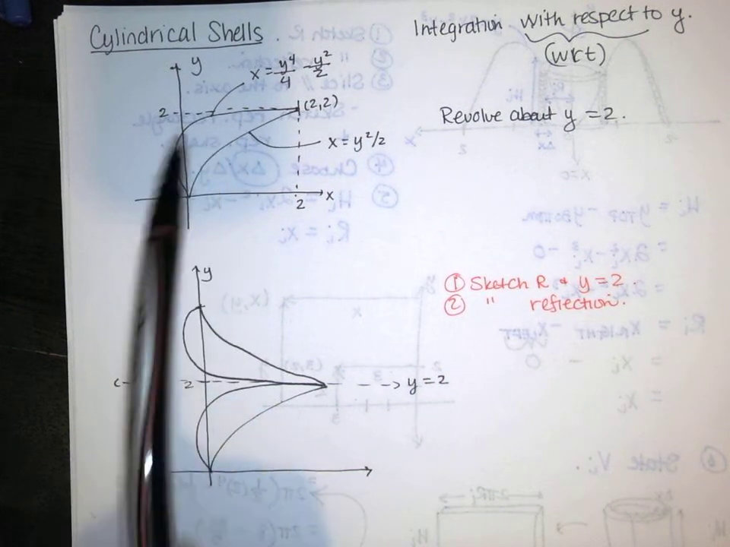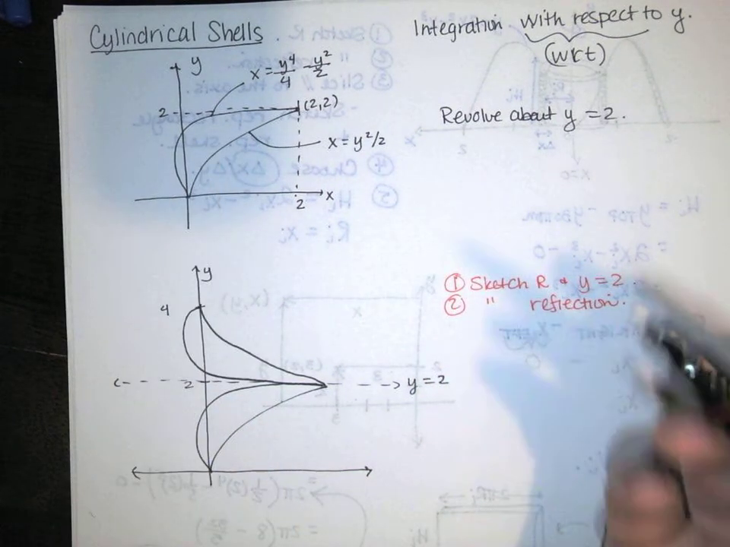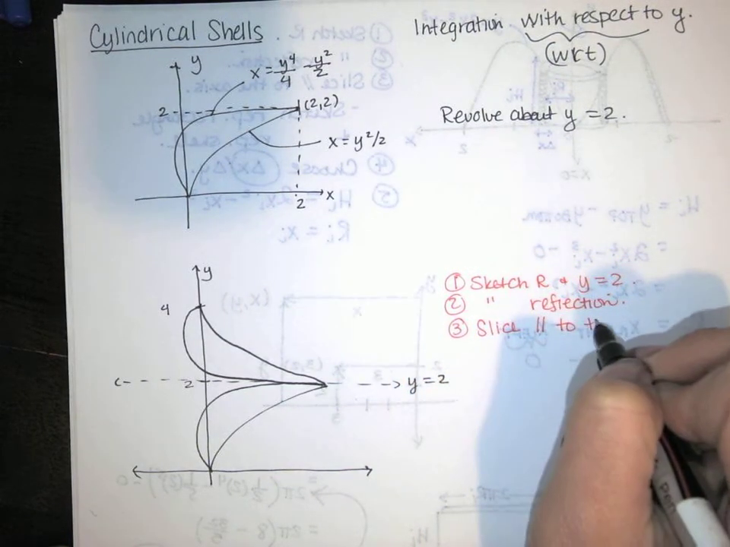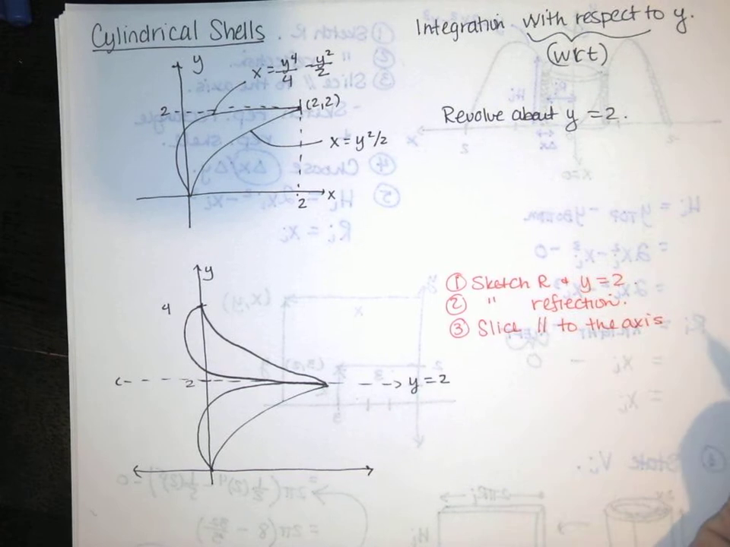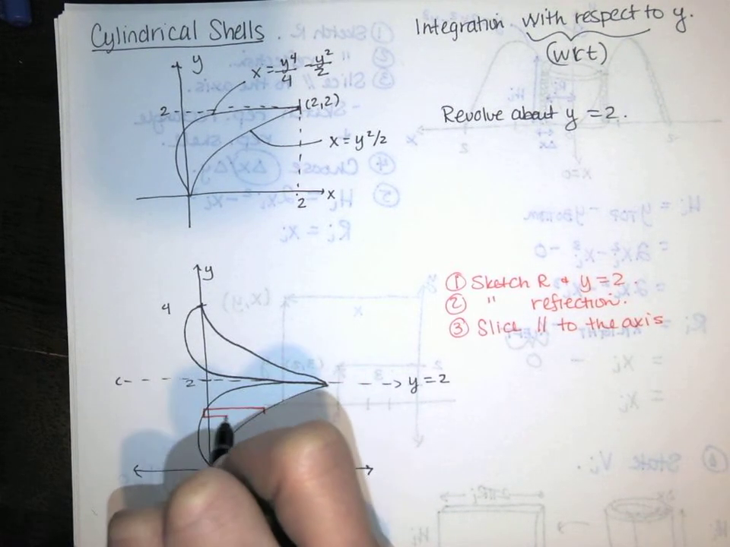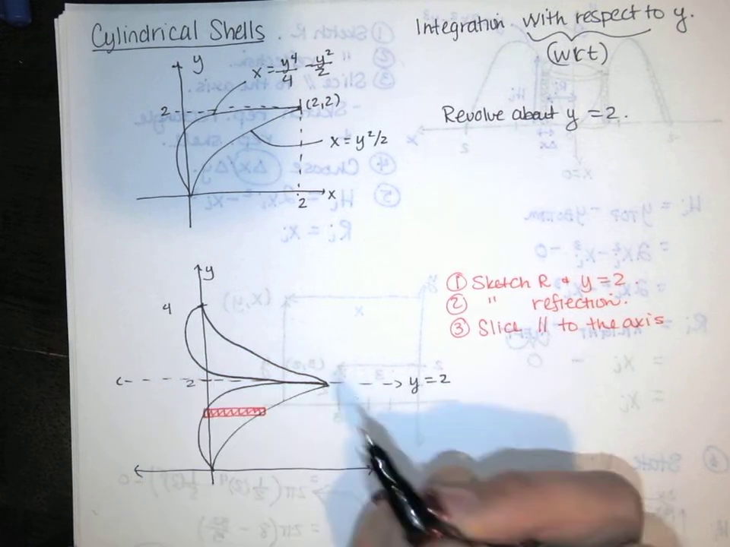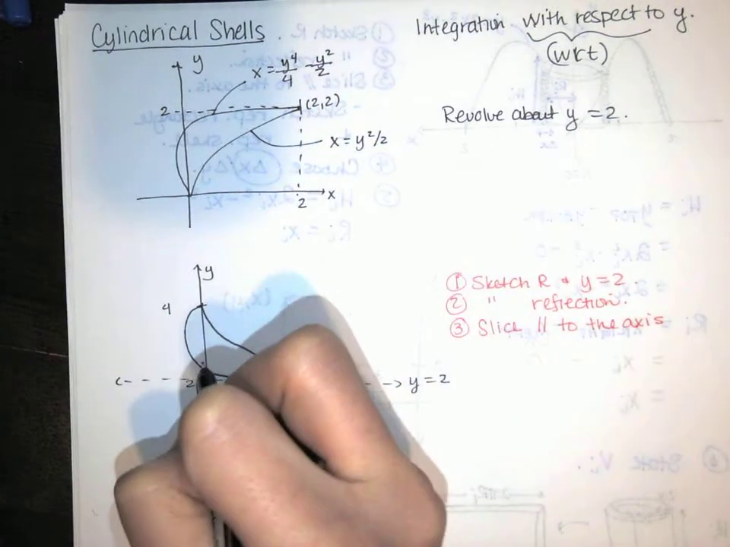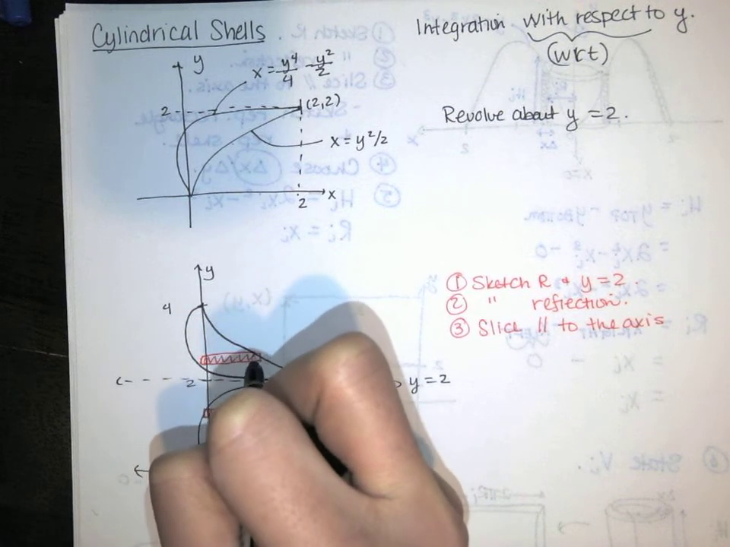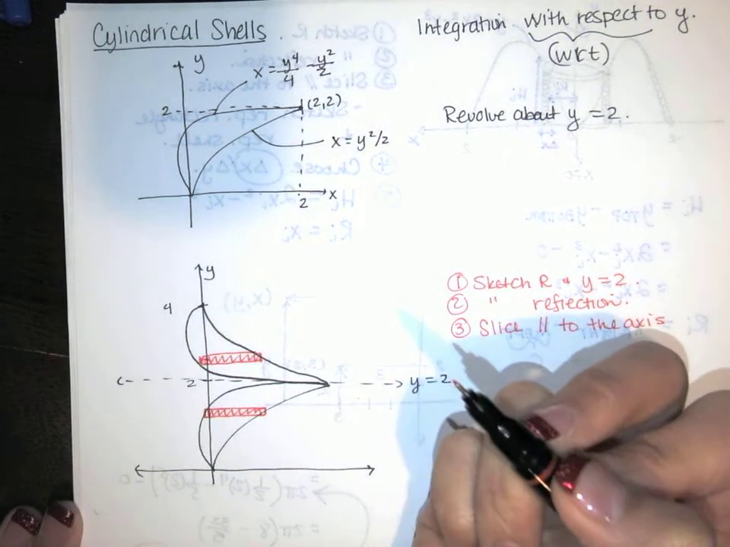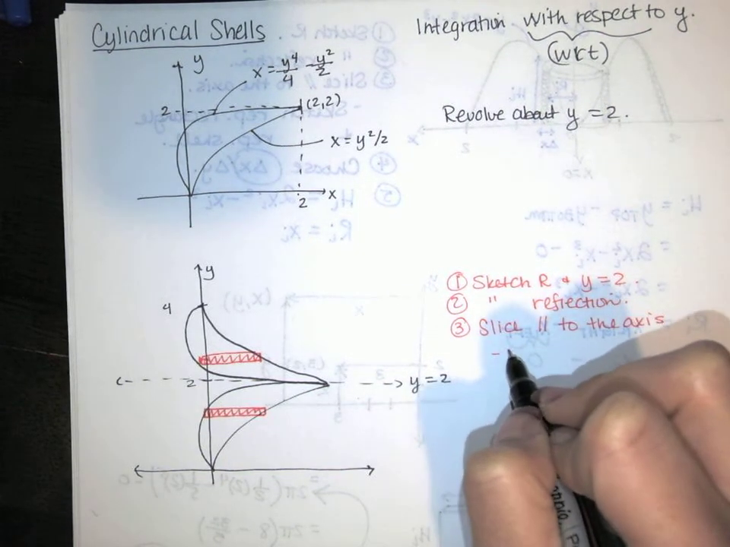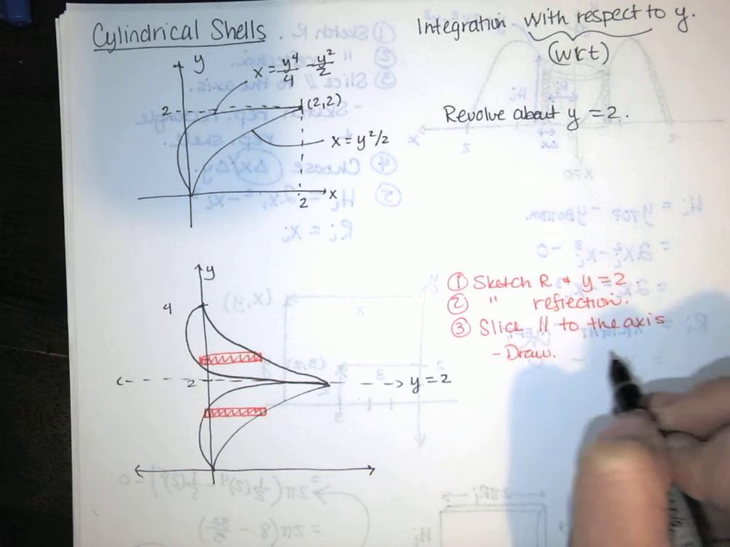If we're using the cylindrical shell method, the next thing we do is we slice parallel to the axis. We always slice parallel to the axis for cylindrical shells. So when I slice parallel to the axis, I've got a slice that looks like this, and then in the reflection it's going to show up on the other side. It should be the same size, but my reflection's not that good. Okay, so we slice parallel to the axis, we draw the representative rectangle, and we rotate it around.